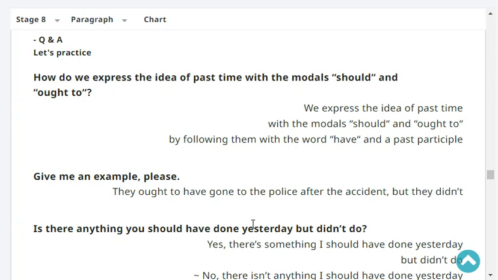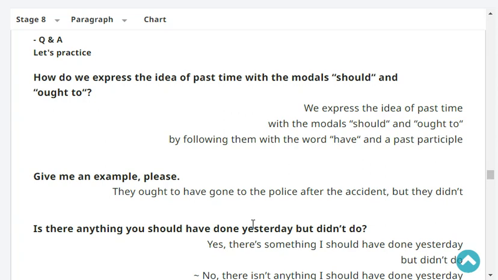Give me an example, please. They ought to have gone to the police after the accident, but they didn't. Is there anything you should have done yesterday but didn't do? Yes or no?